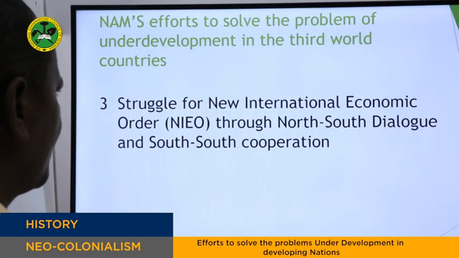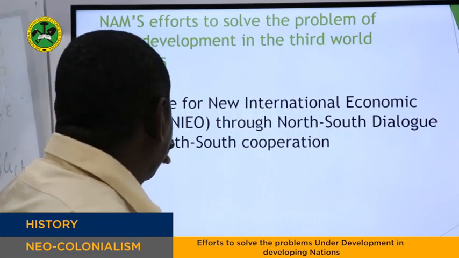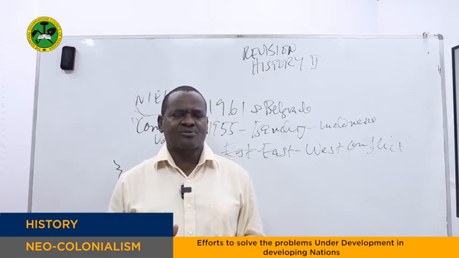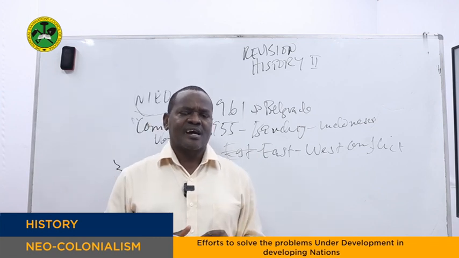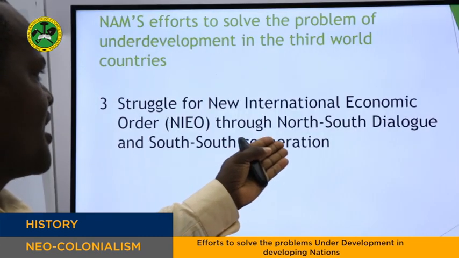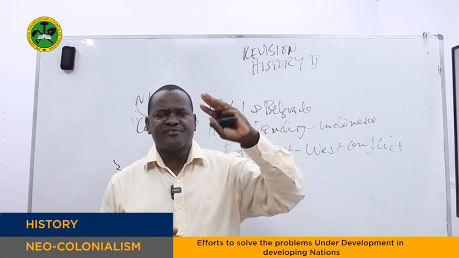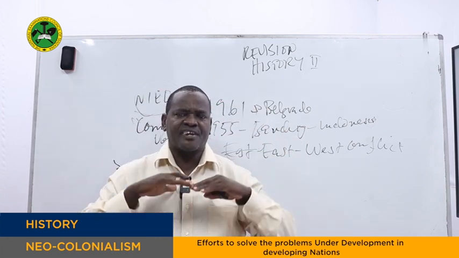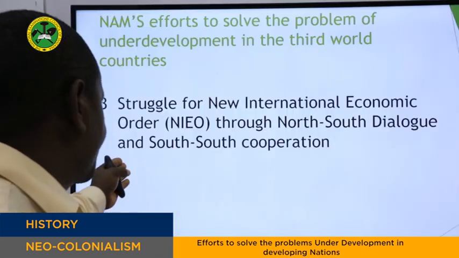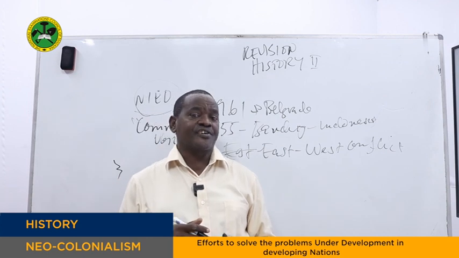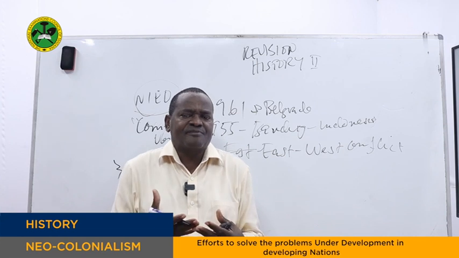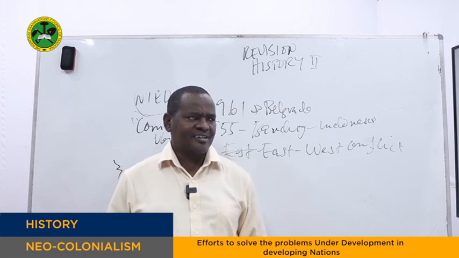So, among other things, they maintained the struggle for a new international economic order through North-South dialogue. They wanted to get chances in the international economic order, but that was to be obtained through North-South dialogue, the dialogue between the northern countries and the southern countries, the developed countries and the developing countries. But of course, we are going to see that after that failed, they turned and introduced what is called South-South cooperation. That means the southern countries could now speak on their own, build themselves up as a bloc, and have a voice of their own. And that's exactly what happened.